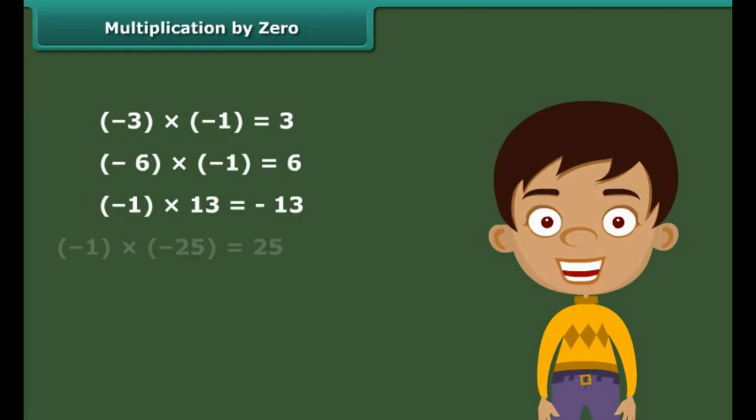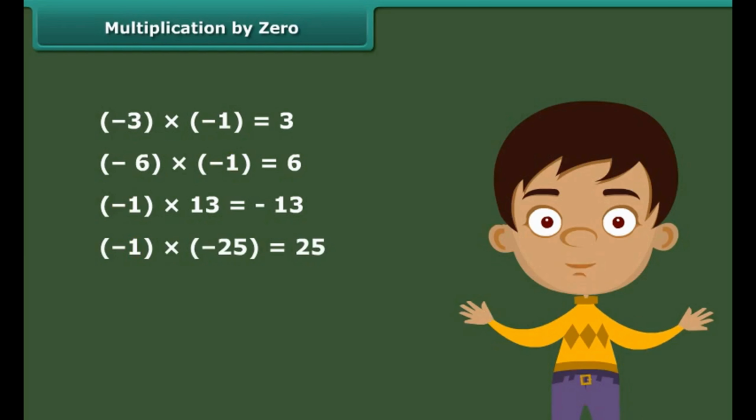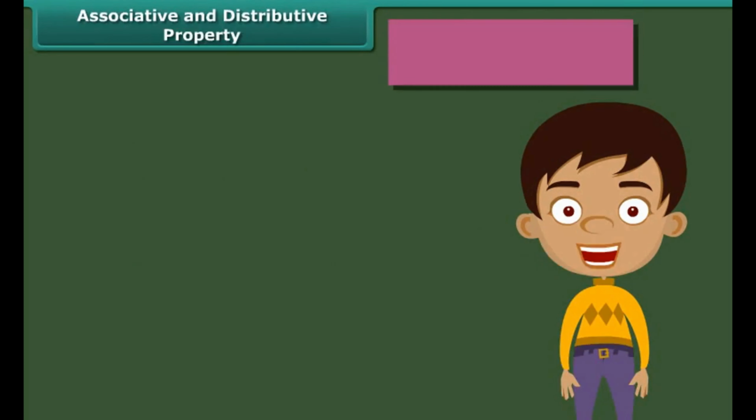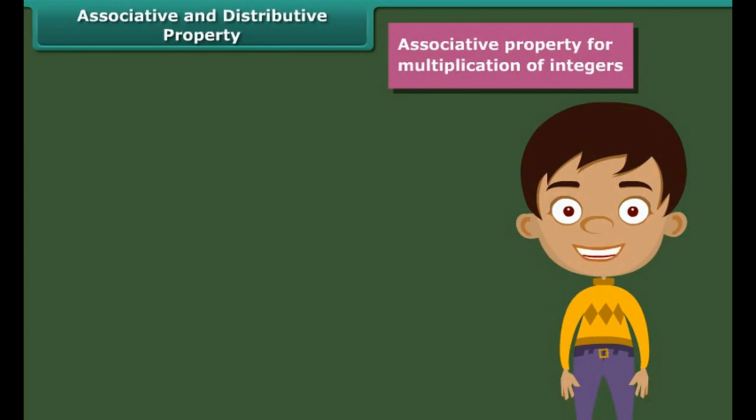But when we multiply any integer with −1, we get the additive inverse of the integer. In these examples, −3 has become 3, −6 has become 6, 13 has become −13, and −25 has become 25. The product of three integers does not depend upon the grouping of integers, and this is called the associative property for multiplication of integers.